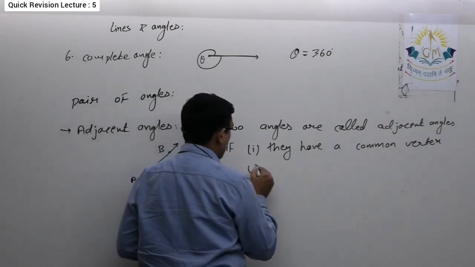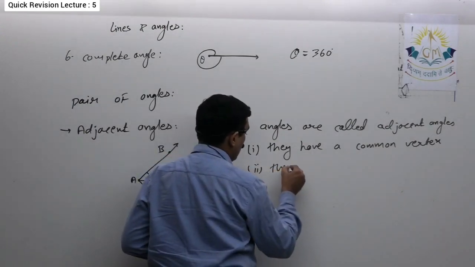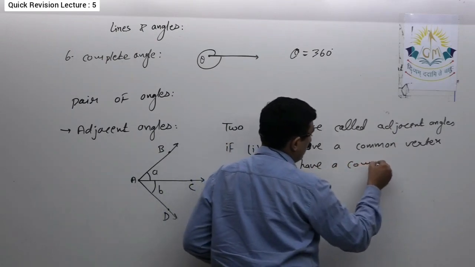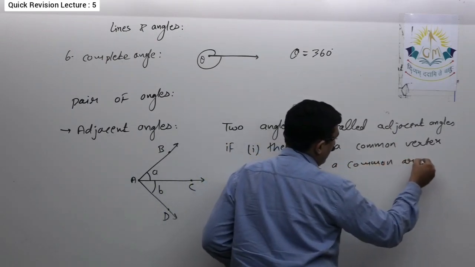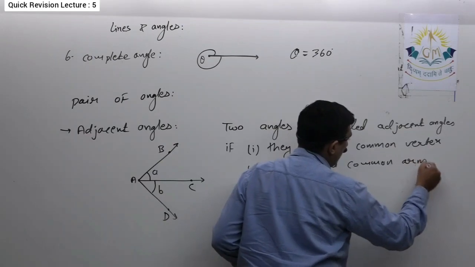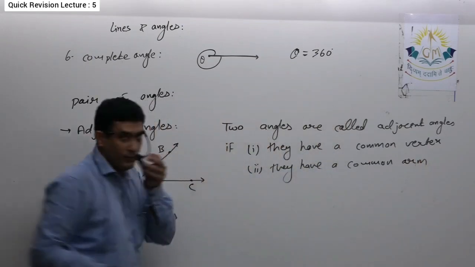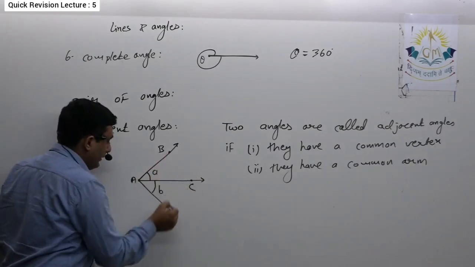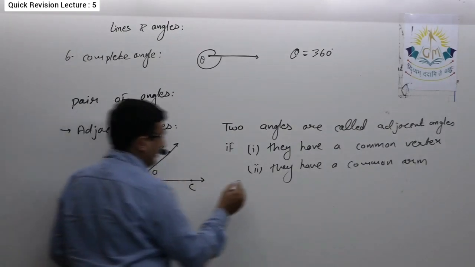Then they must have a common arm. Yes, they have a common arm AC. In angles BAC and DAC, the common arm is AC.